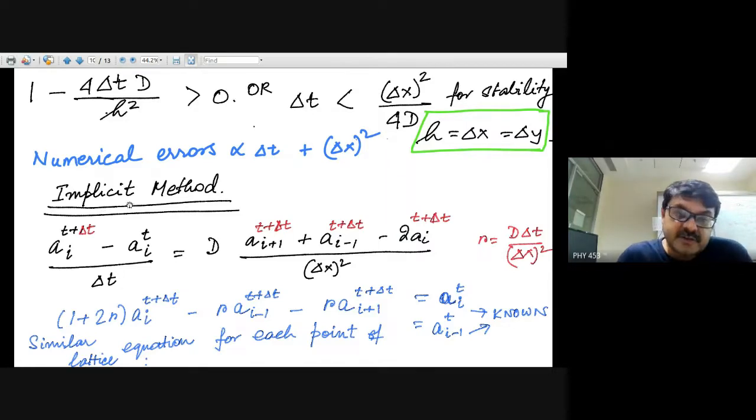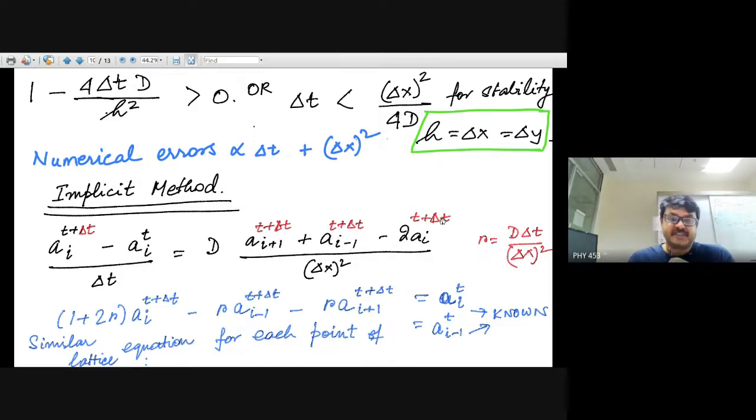You also have the implicit method, where you write the left hand side of the equation as previously, but note, to calculate a at t plus delta t, on the right hand side of the equation, instead of t, you are using the values of ai at t plus delta t, and ai minus 1 at t plus delta t, and ai at t plus delta t.